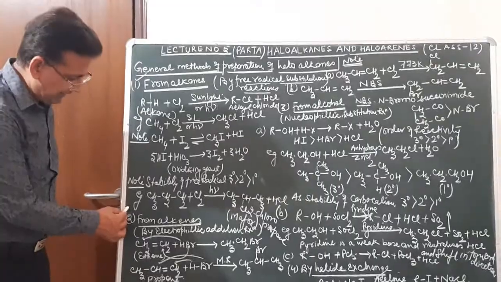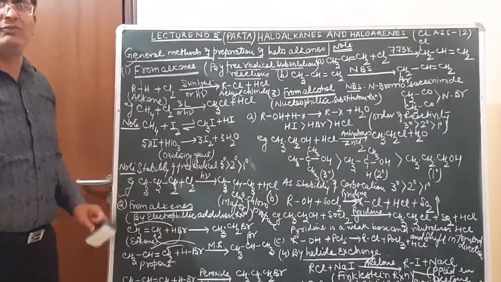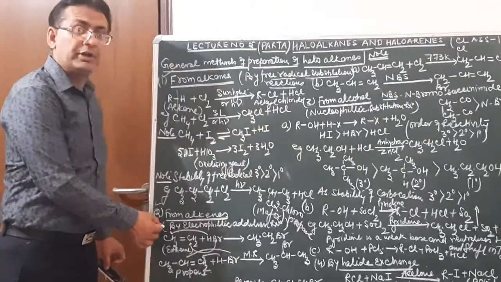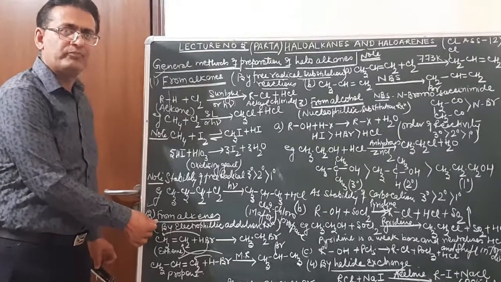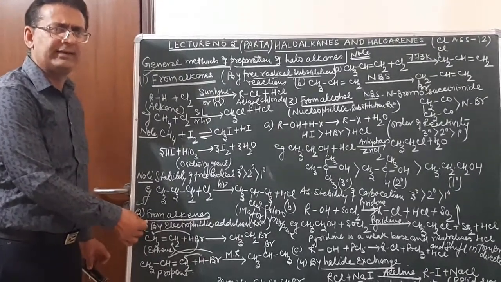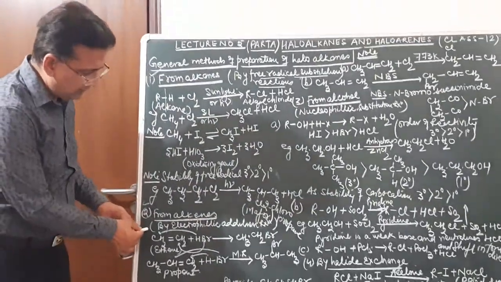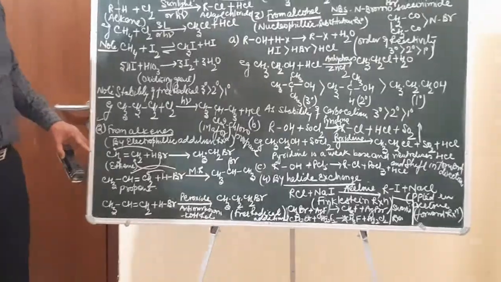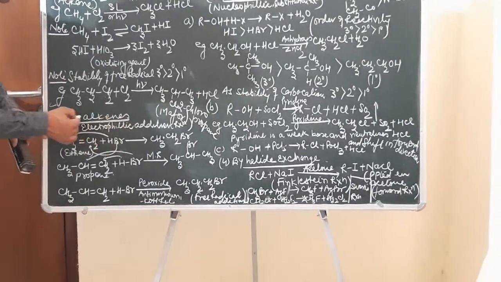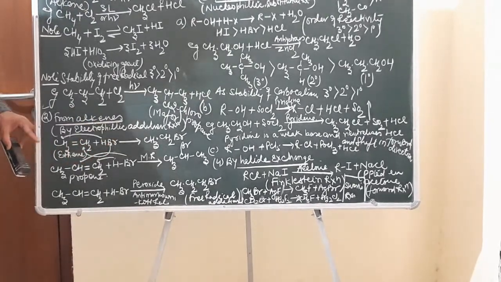Now, the second method of preparation is from alkenes. This again is a reaction which was done in class 11 and this was the property of alkenes. Alkenes undergo what reaction? The general reactions of alkenes are electrophilic addition reactions. So here the mechanism of the reaction will be electrophilic addition. By electrophilic addition reaction, alkenes will add halogen acids to form alkyl halide.